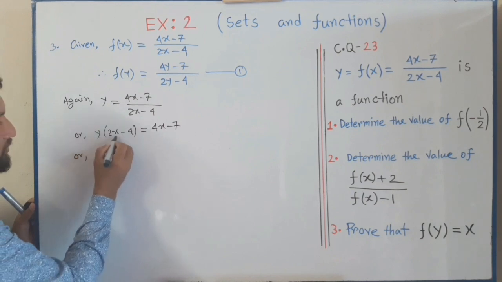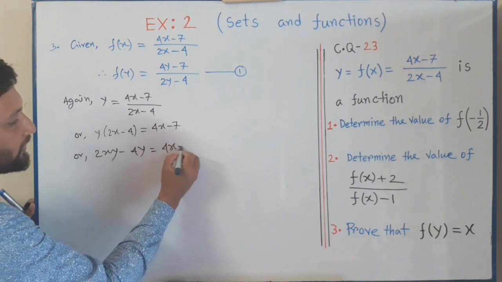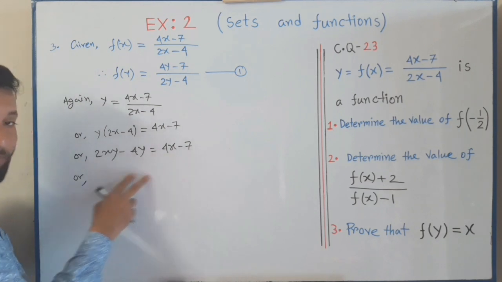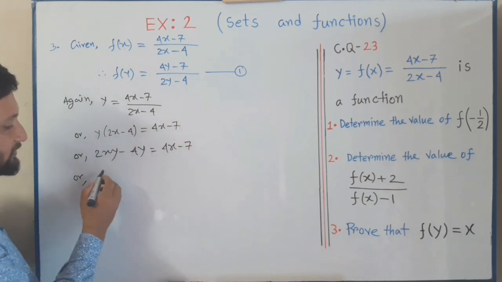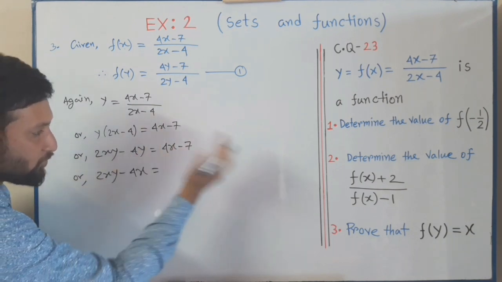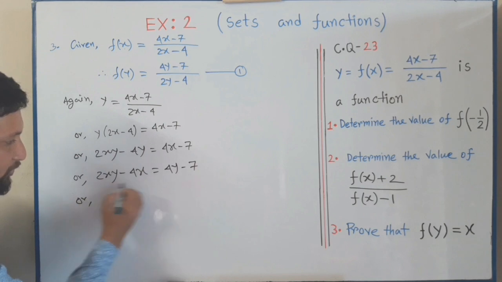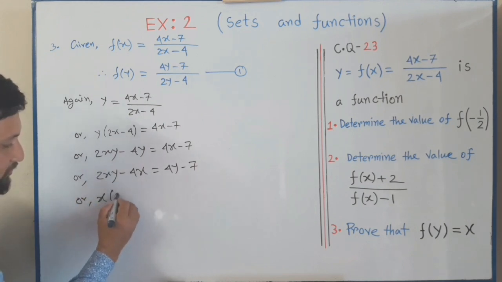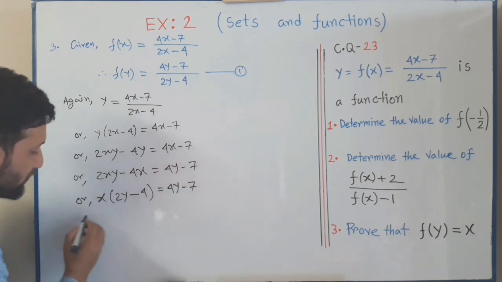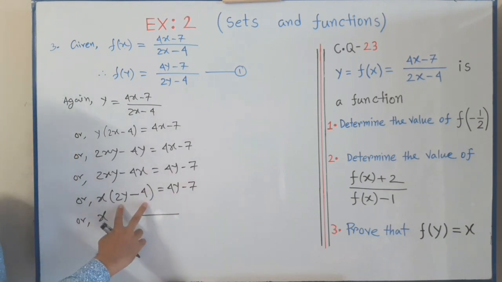So by multiplication we can write 2xy minus 4y equals 4x minus 7. To get the value of x, convert all x terms to the left hand side and other terms to the right hand side. So 2xy minus 4x equals minus 4y on the right hand side plus 4y minus 7. Now we can take common x from the left hand side. So x into 2y minus 4 equals 4y minus 7, or we can write x equals 4y minus 7 divided by 2y minus 4.